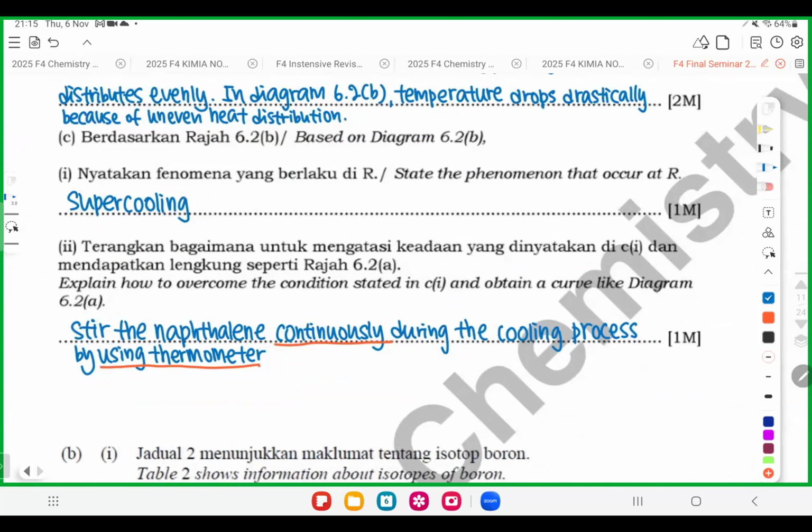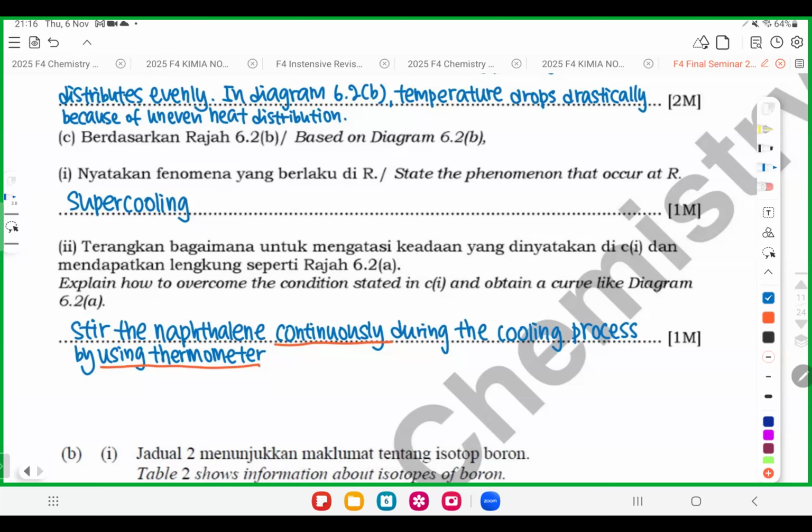Yes, I'm doing a cooling curve. So during the cooling process, how do I stir? With the thermometer, because you want to measure the temperature. You use the thermometer to stir. You are not using a glass rod to stir, everyone. Use the thermometer to stir. So everyone, look at your answer, look at my answer. Now you should understand why you don't get your mark at all.